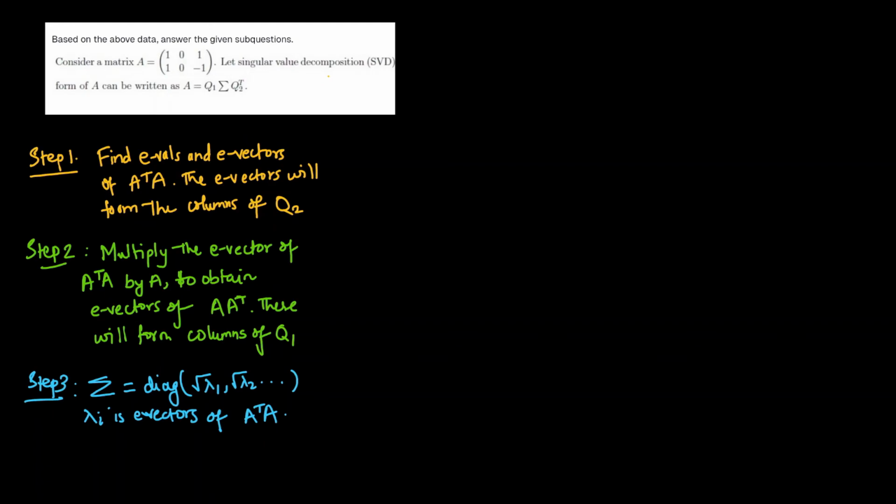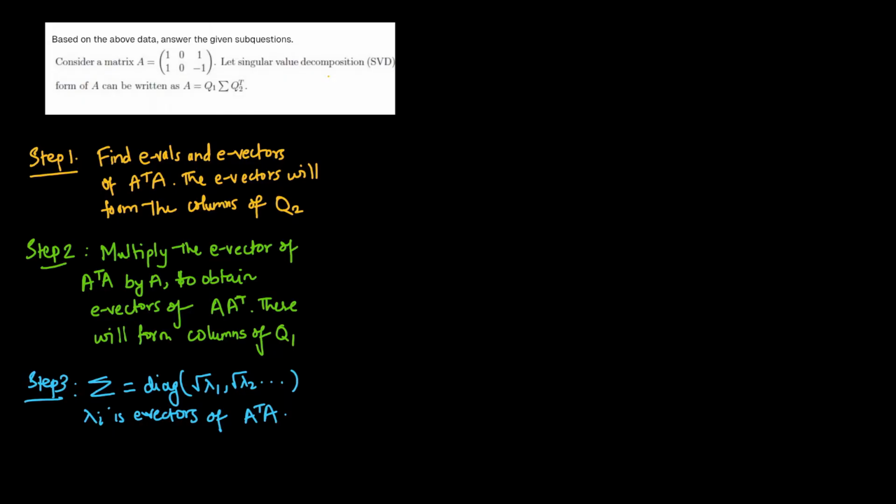Alright, so here we have a matrix 1 0 1 1 0 minus 1, and we are required to find the SVD, or the singular value decomposition, right? These kinds of questions are pretty straightforward and they appear very commonly in a lot of examinations. So you can divide the whole process into three stages, right?